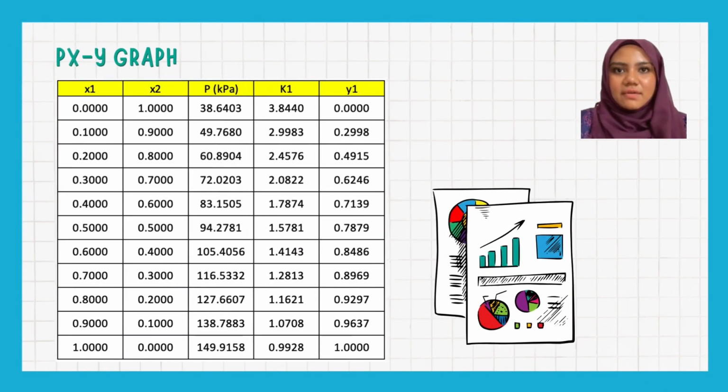I will present the graph of composition of methanol in vapor y1 and liquid x1 against pressure at 75 degrees Celsius. First, we need to determine the values of x1 and x2 from the range of 0 to 1 with the interval of 0.1. Then, we calculate the pressure in kPa using the bubble point pressure. Then, we can calculate the value of K using Raoult's law, which is P saturated divided by P. Lastly, we determine the value of y1 by multiplying x1 by K. The steps are repeated for each x until x is equal to 1.